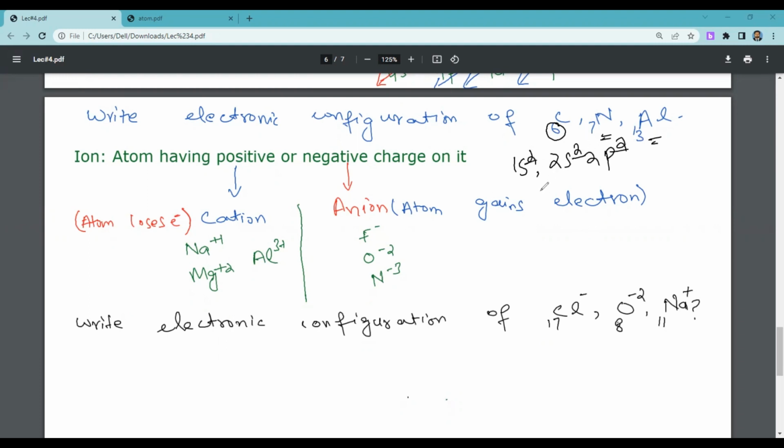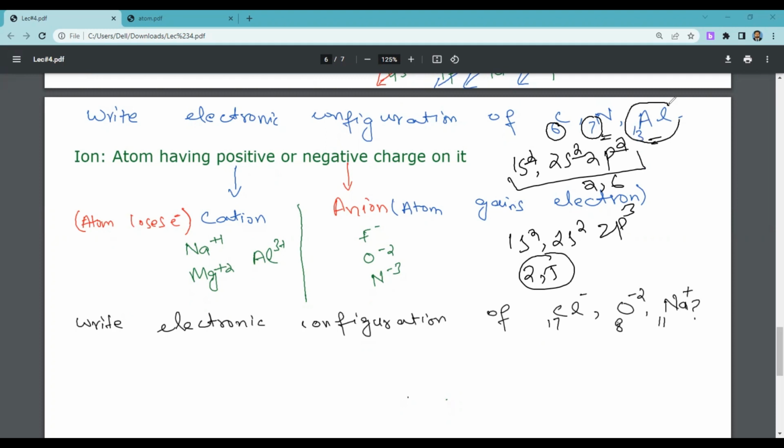We can simply write the electronic configuration of carbon in that way, 2, 4. And if we write the electronic configuration of nitrogen, it will be the same: 1s2, 2s2, 2p3, or 2, 5.